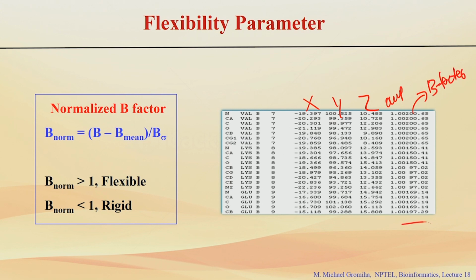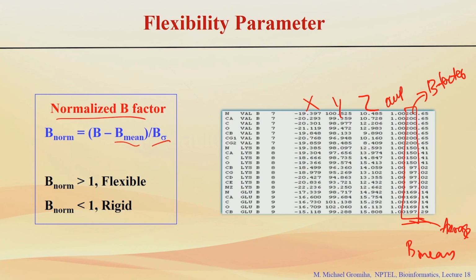So, you have different numbers in a protein, and if you want to compare this B factor between different proteins, because it changes from protein to protein, in order to normalize that, we can derive the normalized B factor using the formula: B normalized equals B minus B mean, right. What is B mean? The average of all these numbers. So, you can get the average. This is equal to B mean.